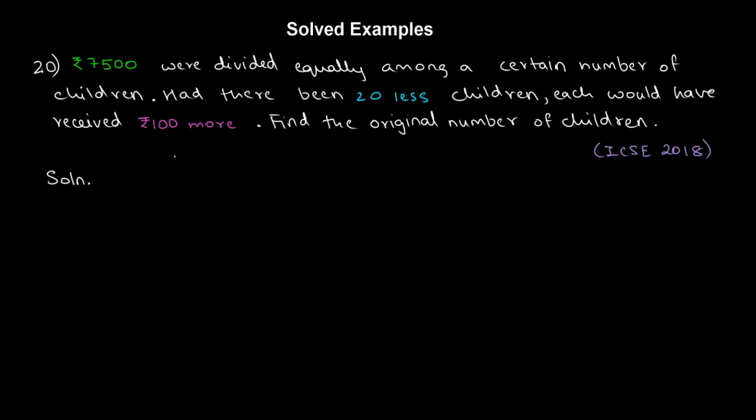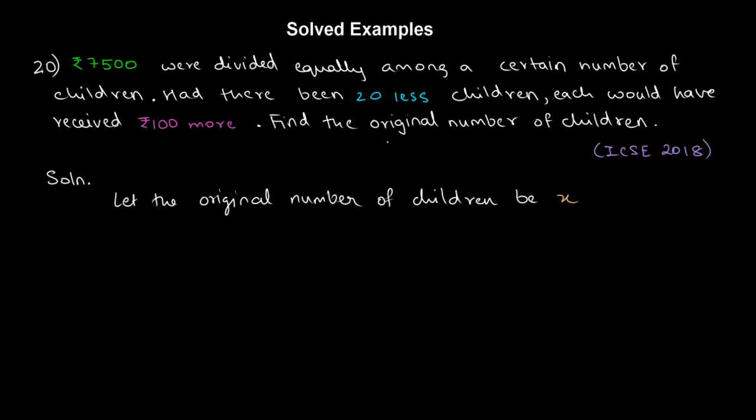Right. So we want to find the original number of children, and I can start the question by saying, let the original number of children be x, right? And now we are dividing 7,500 amongst each of these kids, and so each child will receive 7,500 upon x.